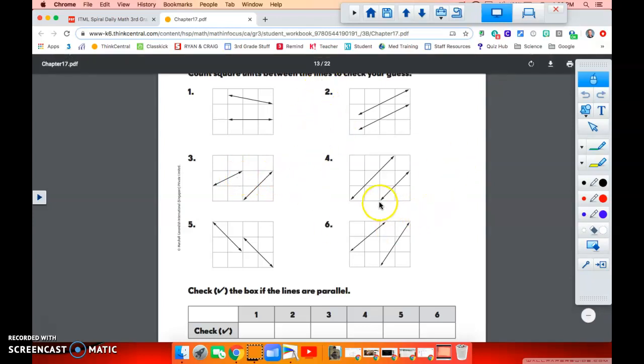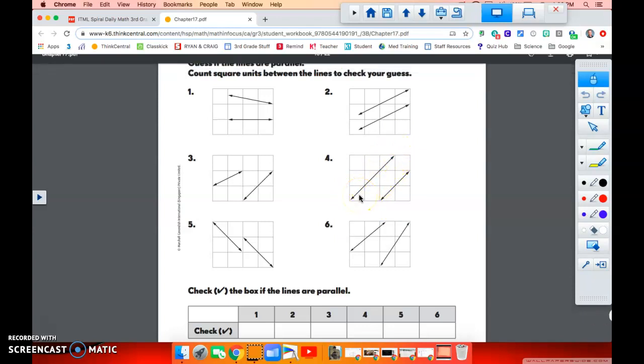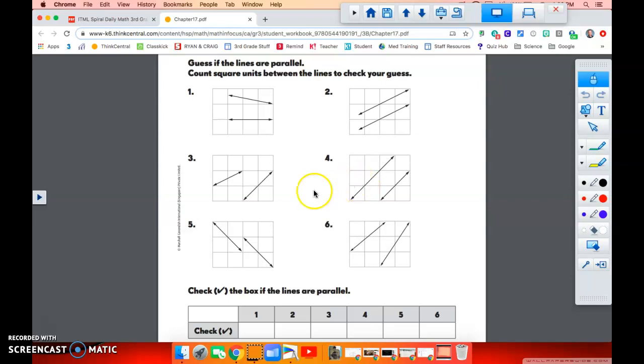All right, let's look at 4. Kind of like this one. I see an over 2, up 2. So over 2, up 2, and here I see over 2, up 2, and it's going to hit right there. Or you could also say over 3, up 3, because every single one is over 1, up 1. Over 1, up 1. Over 1, up 1. It's almost like going upstairs, kind of, right? So 4, they are parallel.